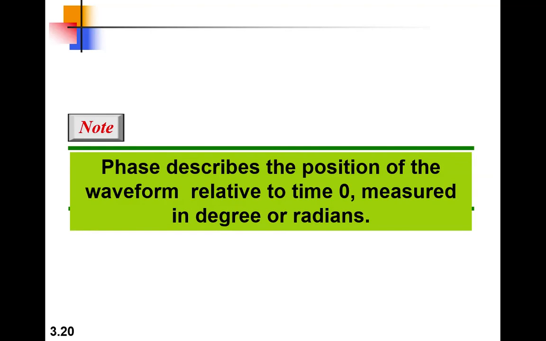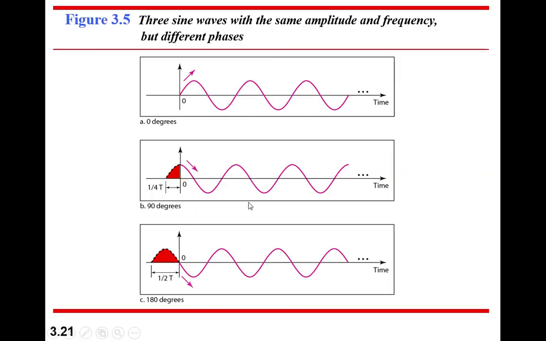Okay, next we describe phase. Phase basically describes the position of the waveform relative to time 0, and it is measured in degrees or radians. For example, this is the time period, time 0. Here the signal starts with 0 degree. When time is 0, the signal starts here.